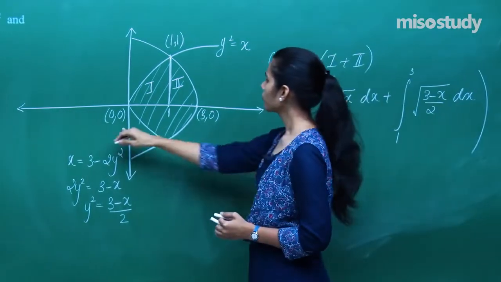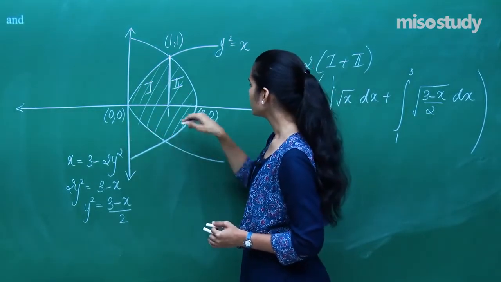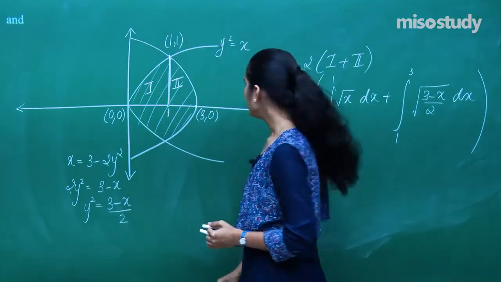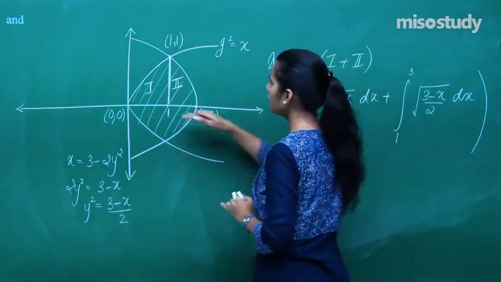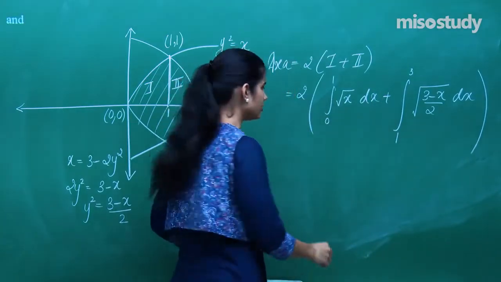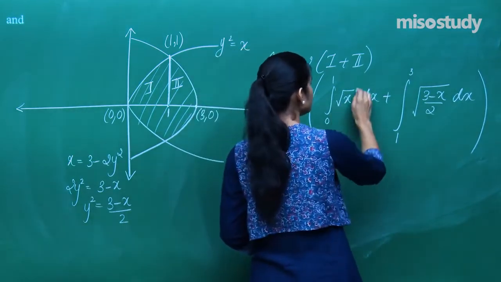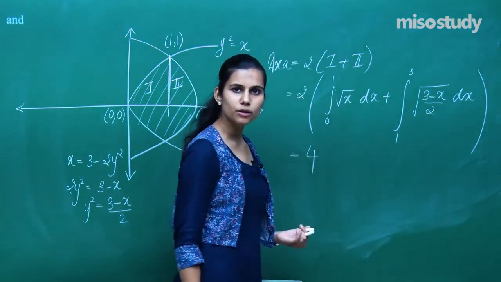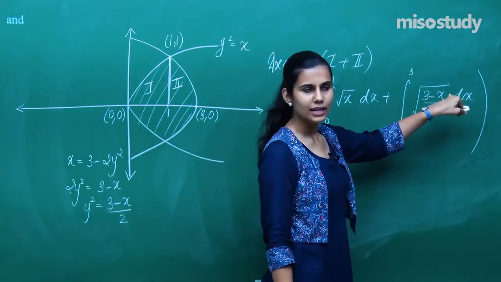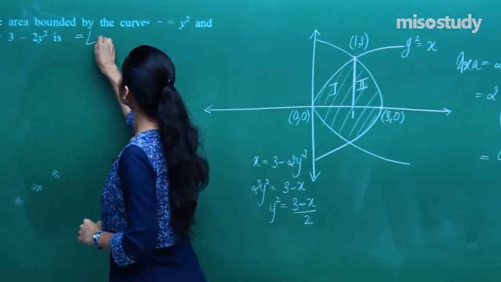So what did you do? From 0 to 1, y equals root x, plus from 1 to 3, y equals root over (3 minus x) by 2. This is the area of the upper shaded region. Twice of it gives you the area of the complete shaded region, and that is going to come out to be the integer 4. It's very simple. This is x to the power 3 by 2 upon 3 by 2. Here also root 2 comes out. Again, linear function, you can evaluate this, and that comes out to be 4. So the integer associated to this is 4.